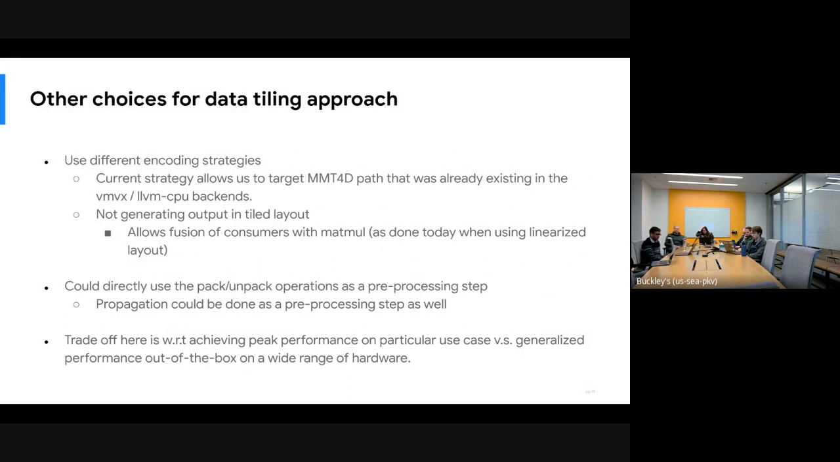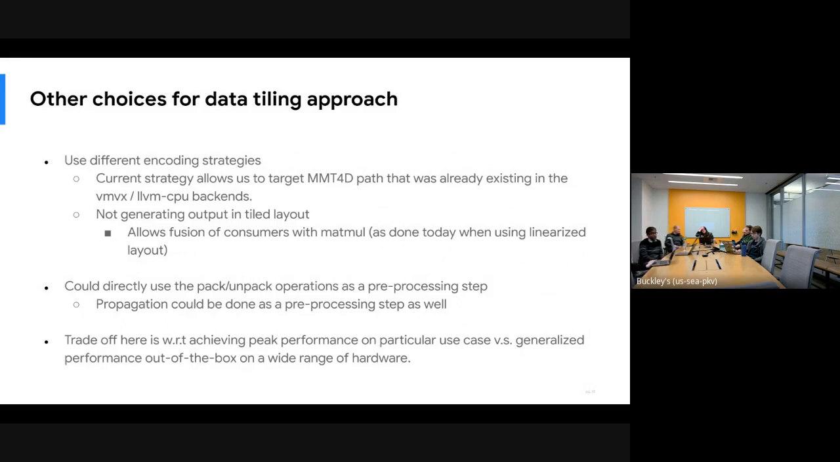It's a matter of trade-off of what you want to focus on. So if you're trying to achieve peak performance on a particular use case, that's an option. We haven't really built that option out, but that's one thing that we could do. So far, we've been looking at generalized performance out of the box on a wide range of hardware. So you might not be getting peak on any particular hardware, but you're getting reasonable performance out of the box. That's the goal. So this is the path that we've taken so far.